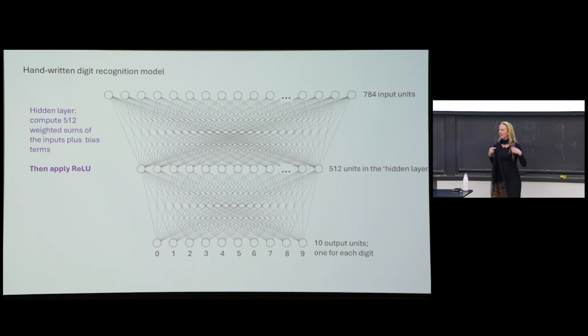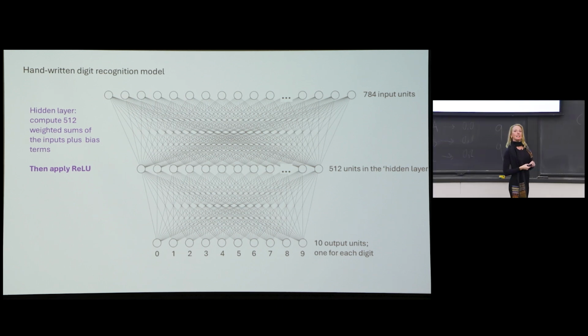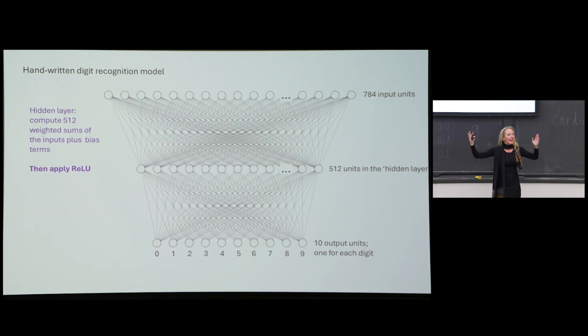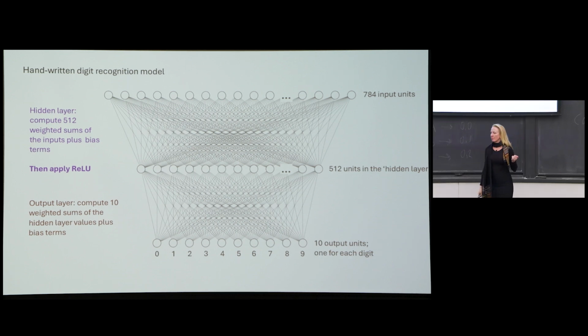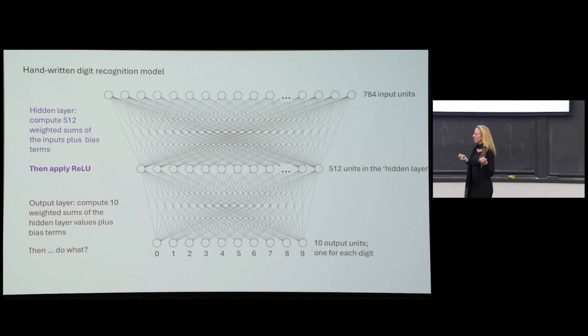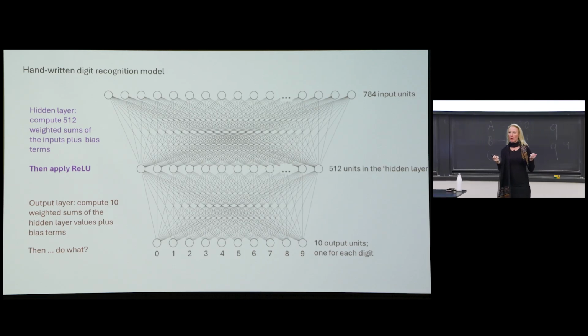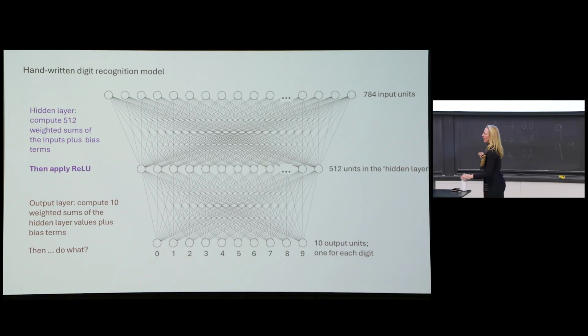So let's put this together again. We have our weighted sums, 512 weighted sums of 784 input features. Compute those weighted sums, then apply ReLU. Just replace any negative numbers with zeros. And then take that output of ReLU, these 512 values, and compute 10 weighted sums based off of those, plus bias terms, to get something here. Then do what? We kind of wanted probabilities here. We're not there yet.